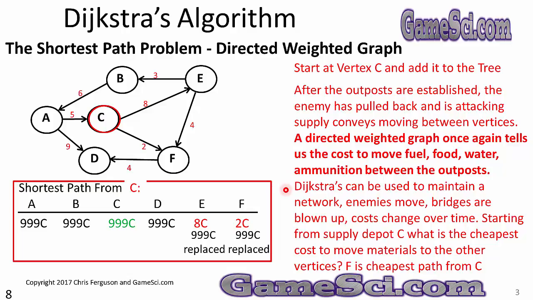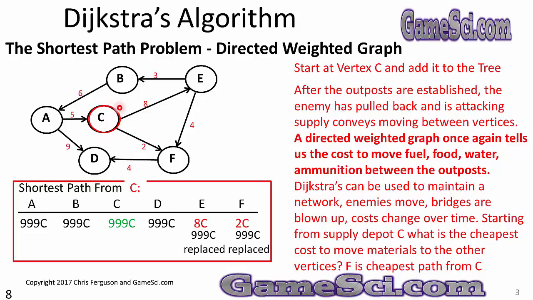Dijkstra's can be used to maintain a network. Enemies move, bridges are blown up, costs change over time. Starting from supply depot C, what is the cheapest cost to move materials to the other vertices? F is the cheapest path from C.